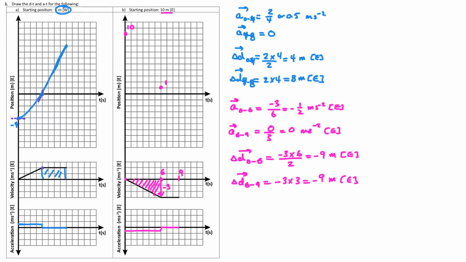And after another 3 seconds, 1, 2, 3, I go down by another 9. So that's -8. And this is -8. Okay, we got it.